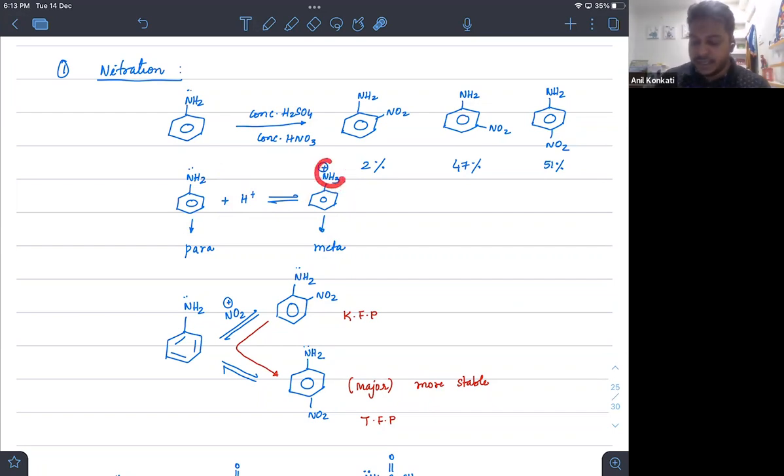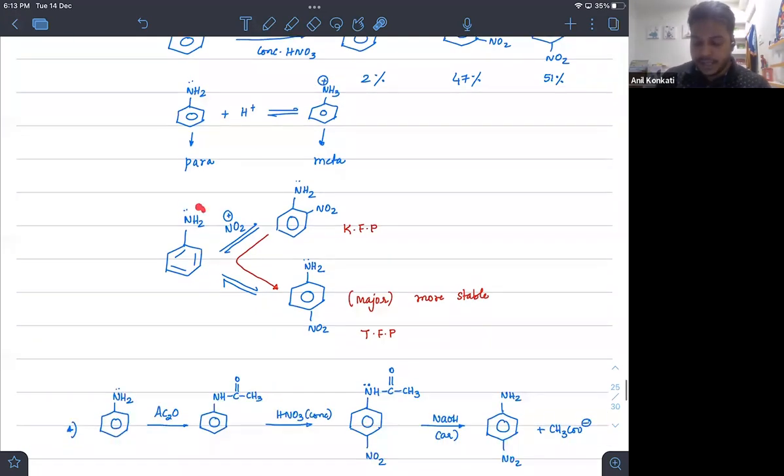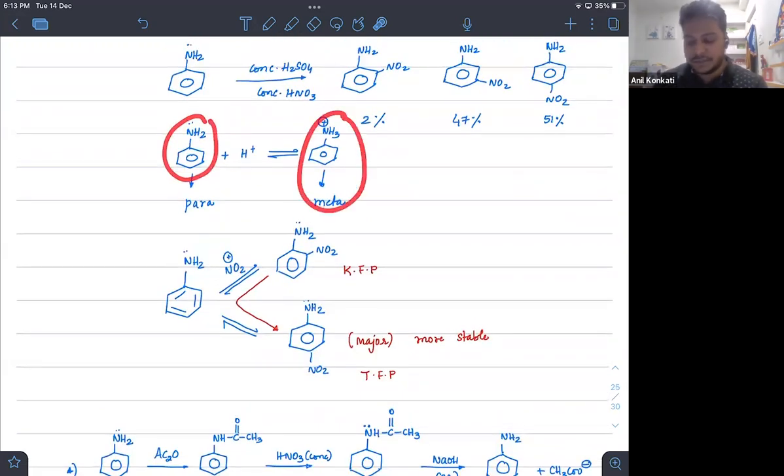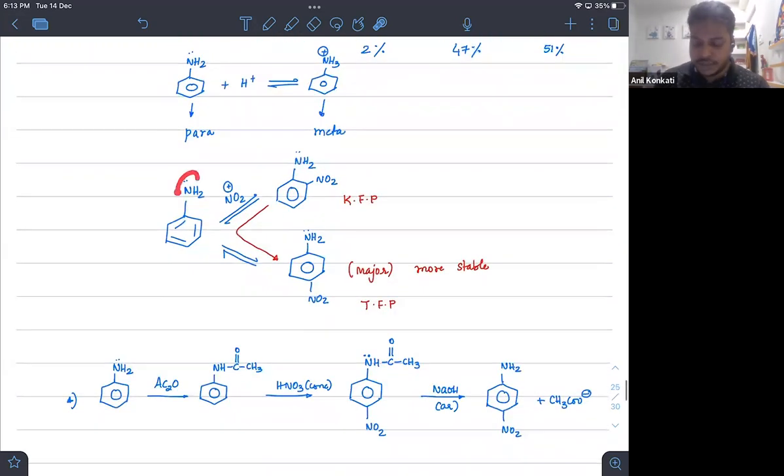And anilinium is a withdrawing group. Since it is a withdrawing group, it will allow for meta substitution. Hence, this group will give meta substitution, while NH2 will give ortho and para substitution. So there is sufficient amount of NH2 present and there is slight amount of meta present. And this NH2, when you treat with NO2 plus, it will form orthonitro aniline or paranitro aniline.